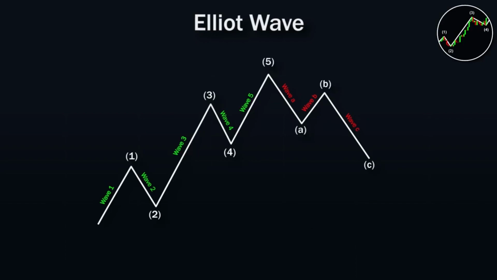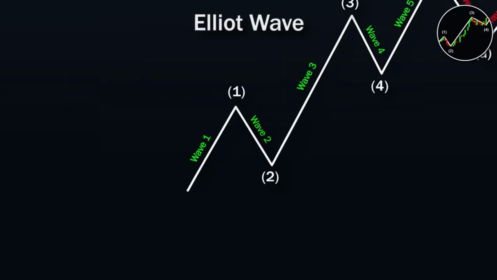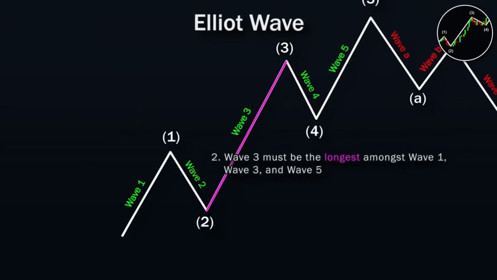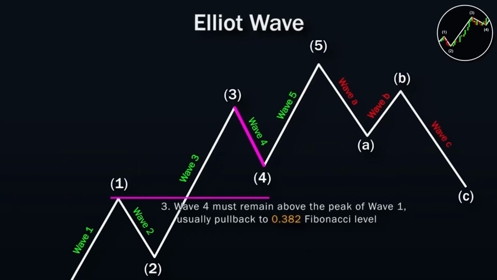Now, there are specific rules to ensure that a movement is considered as a valid Elliott wave. First, wave 2 cannot be longer than wave 1 and usually pulls back to the 0.618 Fibonacci level. Second, wave 3 must be the longest wave amongst wave 1, 3, and 5. Third, wave 4 must remain above the peak of wave 1 and usually pulls back to the 0.382 Fibonacci level.